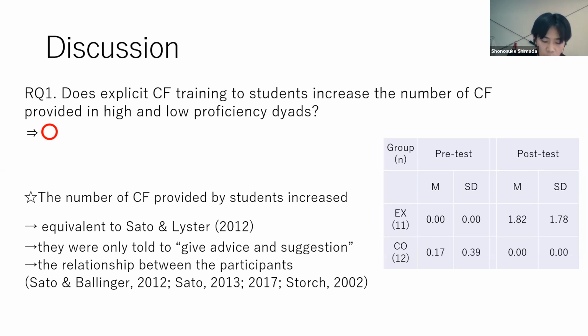I think the important factor here is the relationship between learners. Actually, they have spent 3 years together at university, and each pair consisted of low and high proficiency learners. So this kind of relationship applied to Storch's previous study.